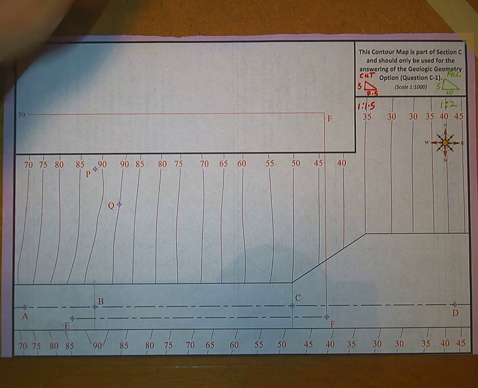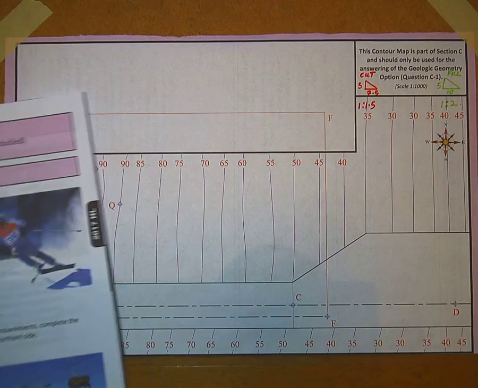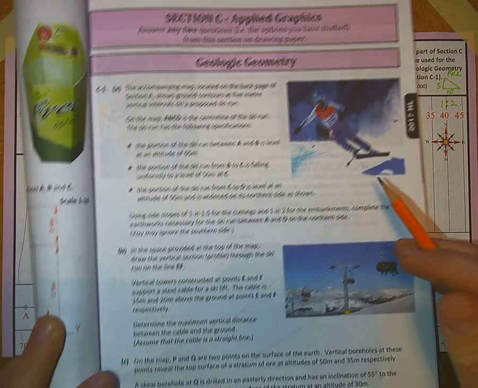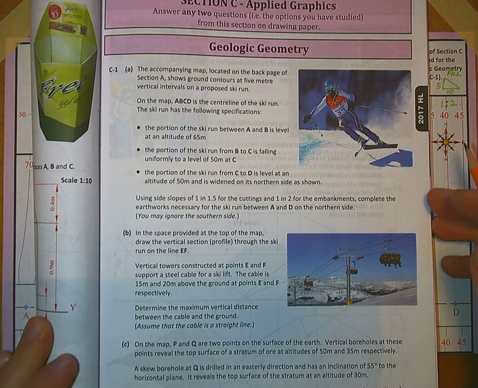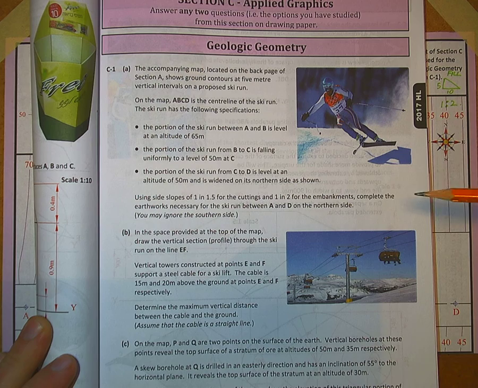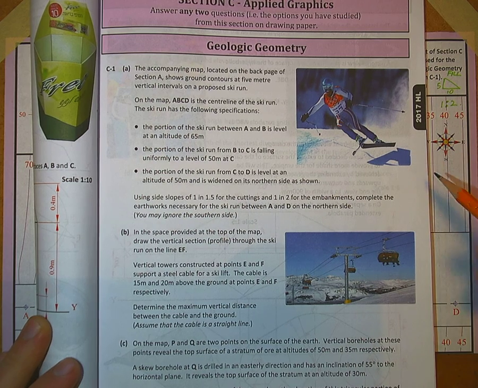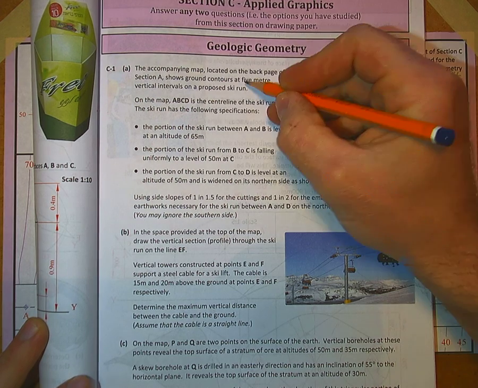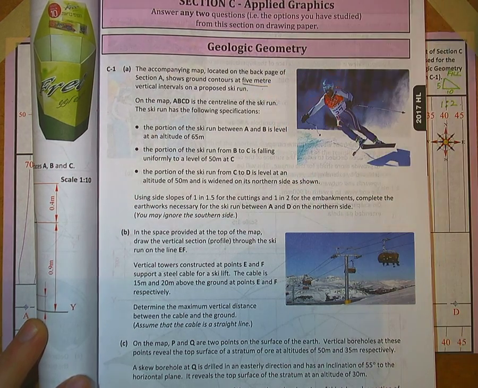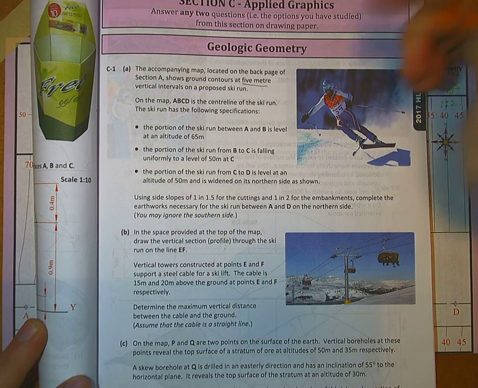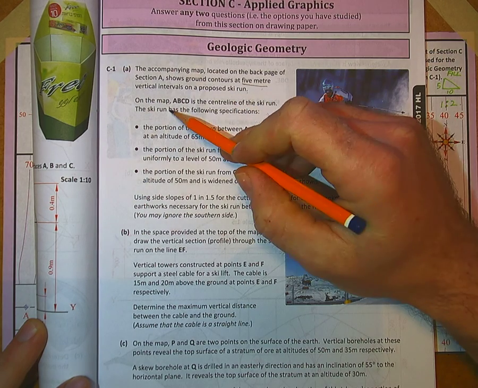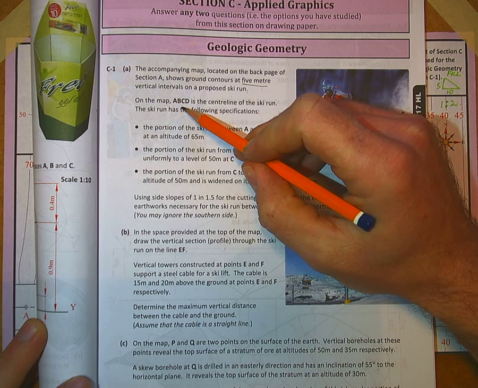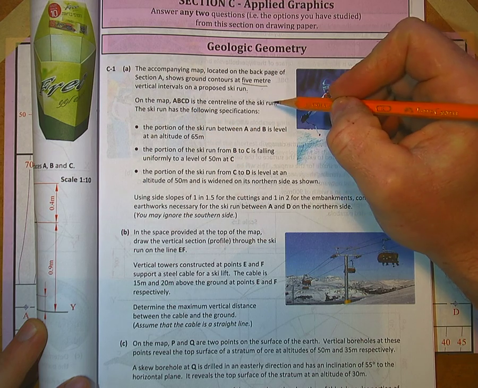In this video we're going to have a look at the 2017 question C1 from the higher level paper. Just to go through the question here, first of all, you're told the accompanying map located on the back of section A shows ground contours at 5 metre vertical intervals. That's the first thing to take note of. On a proposed ski run, the map ABCD is the centre line of the ski run.